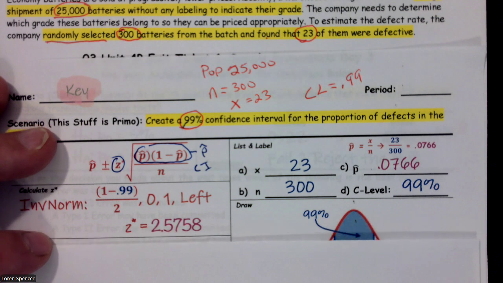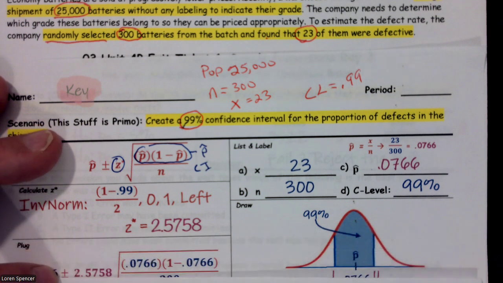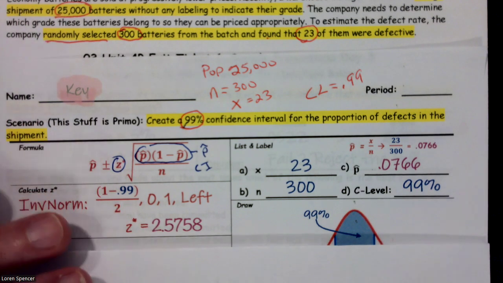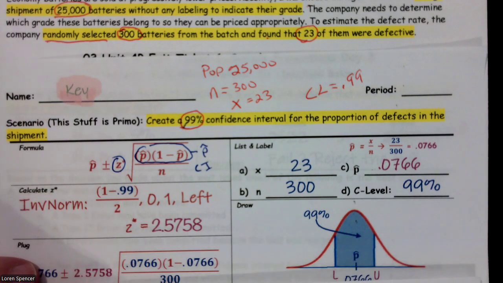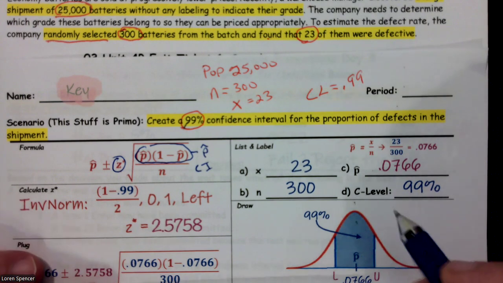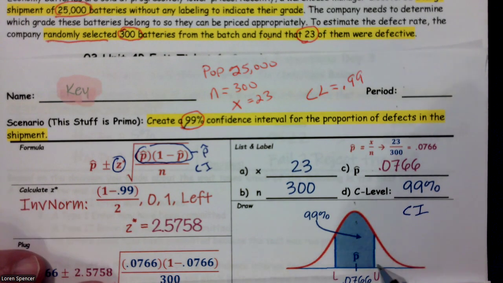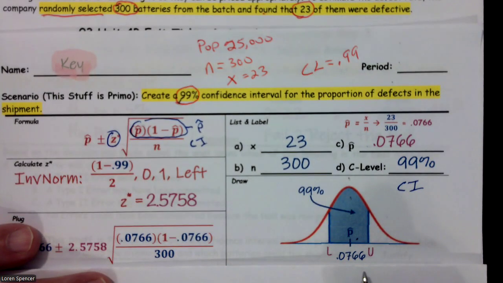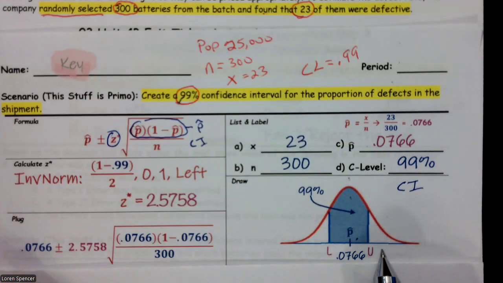One thing to remember is when we're drawing it, confidence intervals are always centered on P hat. So we are definitely centered on P hat with 0.0766. There's our interval space, and we'll have a lower bound and an upper bound.